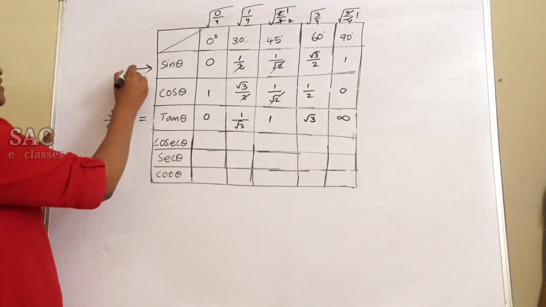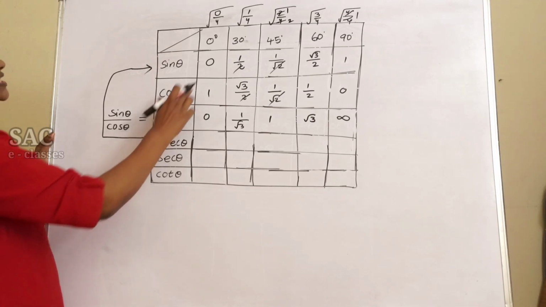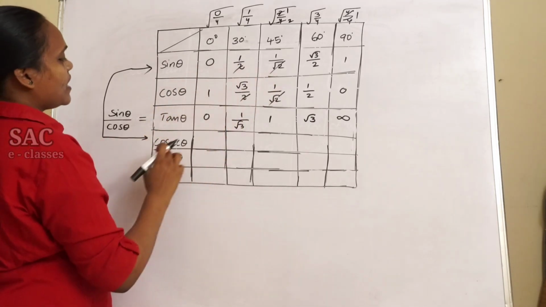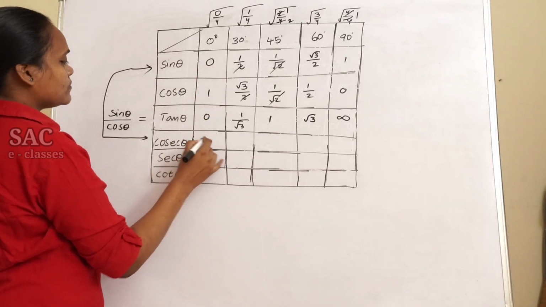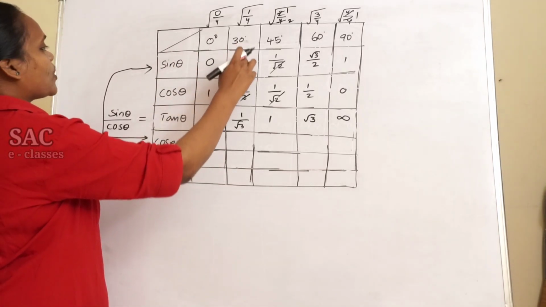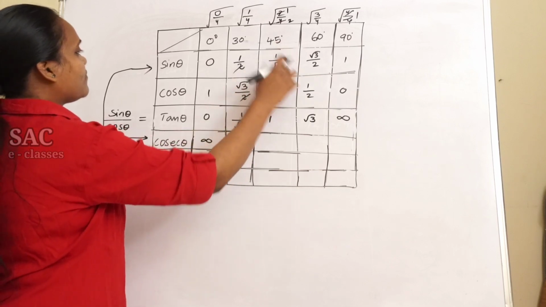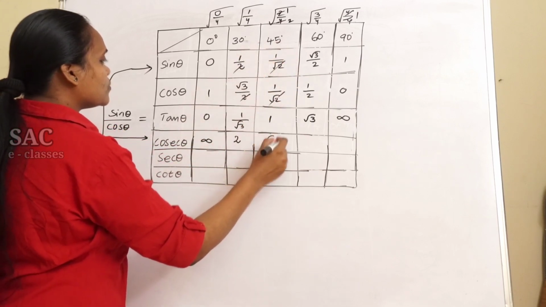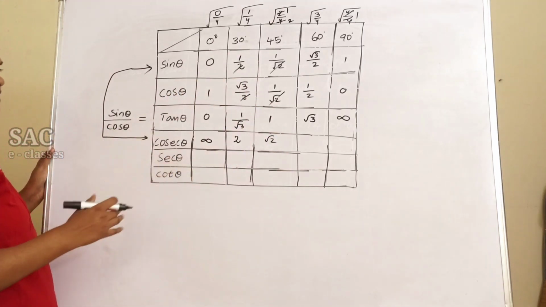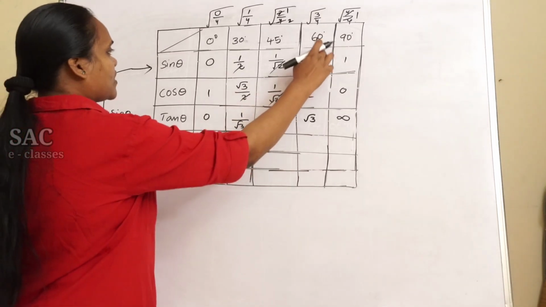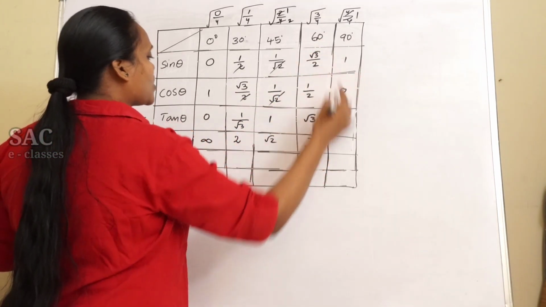We all know that sine is the reciprocal of cosecant, so the reciprocal values of sine give the cosecant values. Reciprocal of 0 is infinity. Reciprocal of 1 by 2 is 2. Reciprocal of 1 by root 2 is root 2. That is called reciprocal. Now what is the reciprocal of root 3 by 2? It is 2 by root 3. Reciprocal of 1 is 1 itself.